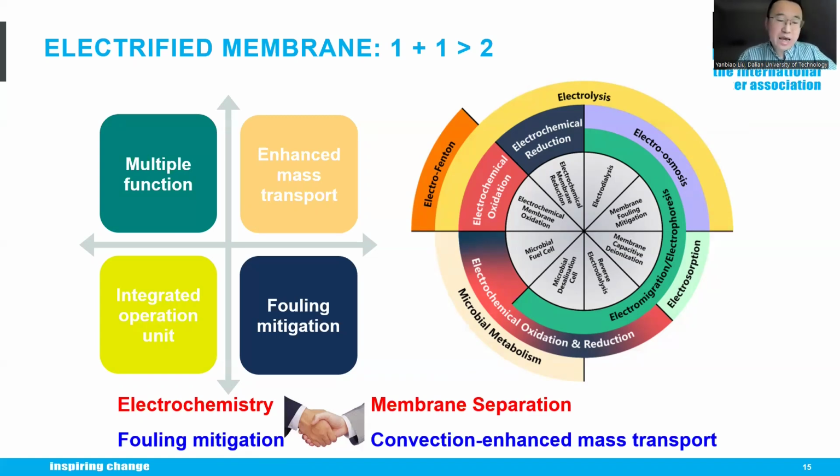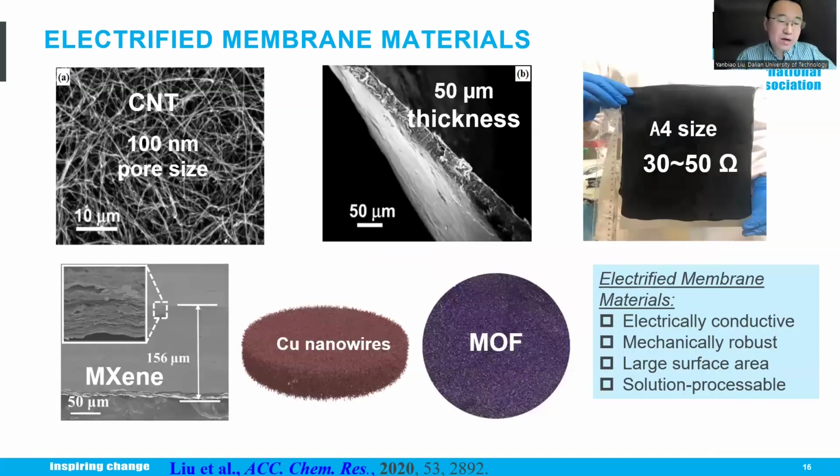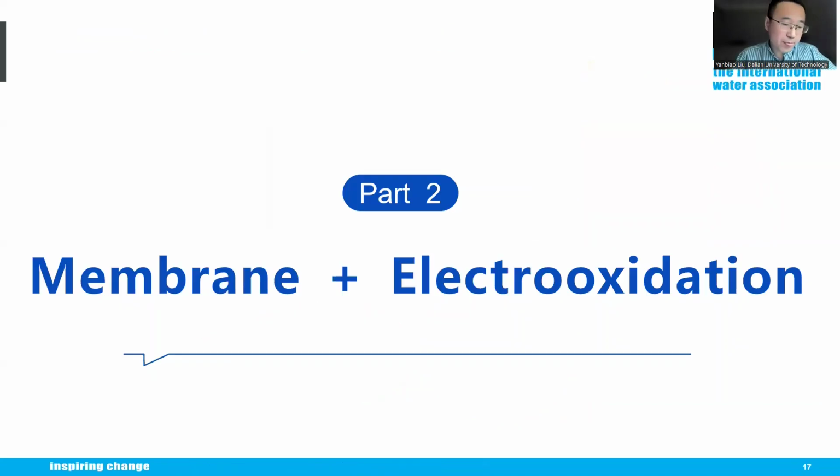Since electrochemistry has different functions, we can incorporate oxidation, reduction, electroosmosis, electrosorption, and other processes into the membrane filtration process. We have currently developed several electrified membrane materials like carbon nanotubes, CNT, graphene, MXene, MOF, copper or silver nanowires, and they all share some similar attributes: electrically conductive, mechanically robust, large surface area, and solution processable.